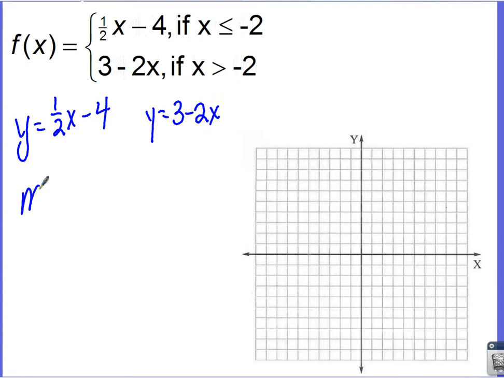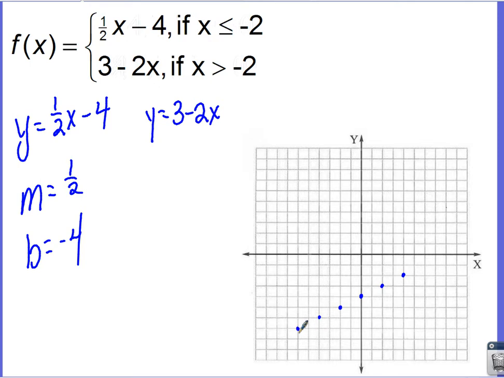Here, remember, your slope is 1/2, and my y-intercept is -4. So on the y-axis: 1, 2, 3, 4. I'm going to rise 1, run 2, rise 1, run 2. And just to make sure, in case I need some on the other side, I'm going to go down 1 and then go to the left 2 to keep that same rate of change. Down 1, over 2.